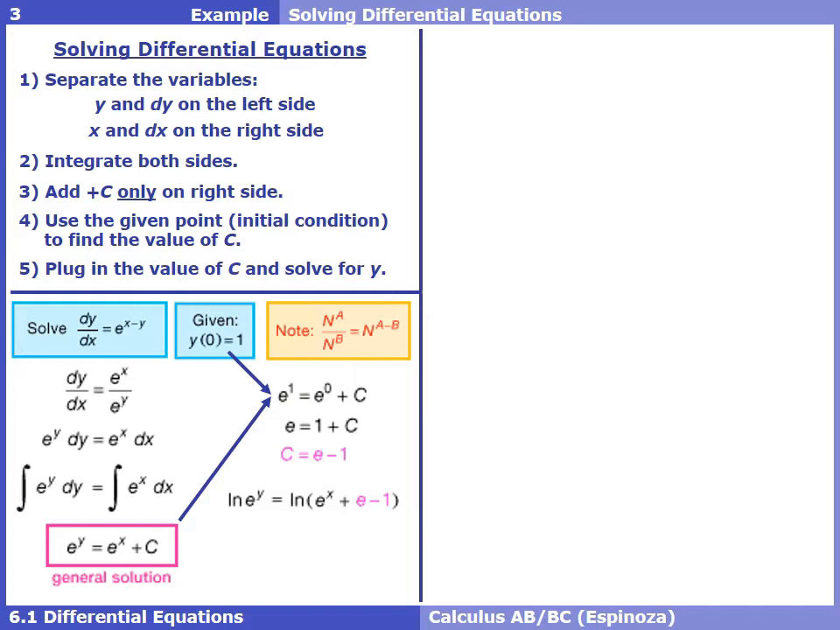To find y, we always need to solve for y. We would have to take a natural log of both sides in this case. Since the y is kind of trapped in the power, so to speak, we need to do the inverse of e, and that would mean take the natural log. And of course, we have to do it to both sides. So our particular solution is y equals the ln of e to the x plus e minus 1.